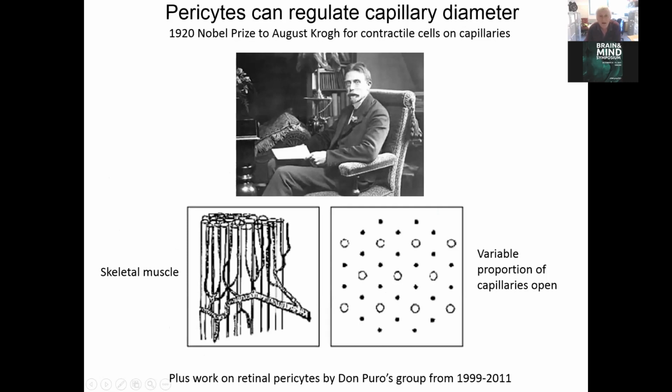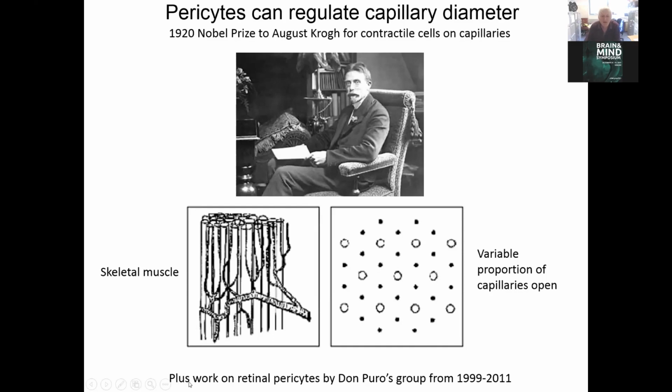Now, it turns out that in 1920, a Nobel Prize was actually awarded to Augustus Krogh, a Danish physiologist, for showing that there were contractile cells on capillaries. He studied them in skeletal muscle, and this is a little sketch in his Nobel lecture, showing that depending on the work being done by the muscle, you could have roughly half the capillaries dilated and providing energy to the muscle, and half of them constricted and not providing much blood flow.